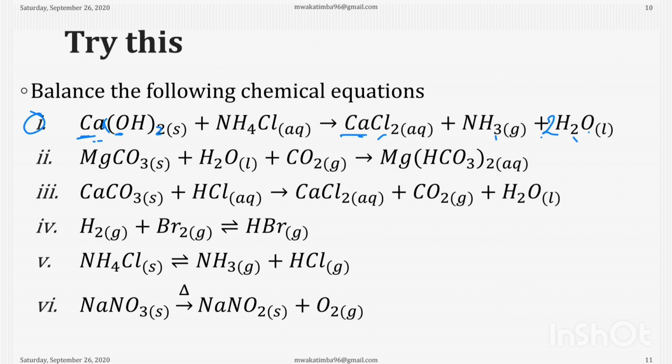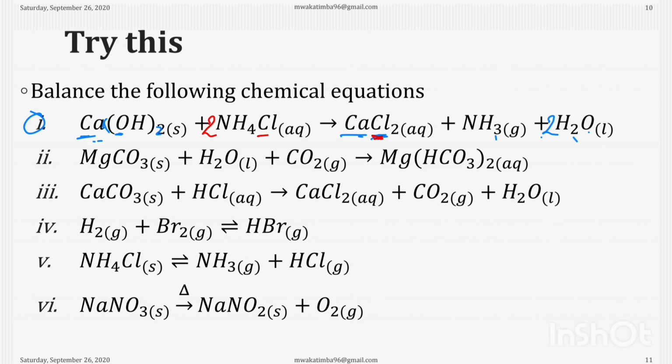Jump to chlorine here. In the product side we have 2 chlorine, but in the reacting species we have only 1 chlorine. So we will put a 2 here. So now in the reacting species we have 2 chlorine, and in the product we have 2 chlorine. So chlorine is now balanced. So calcium, oxygen and chlorine are already balanced.